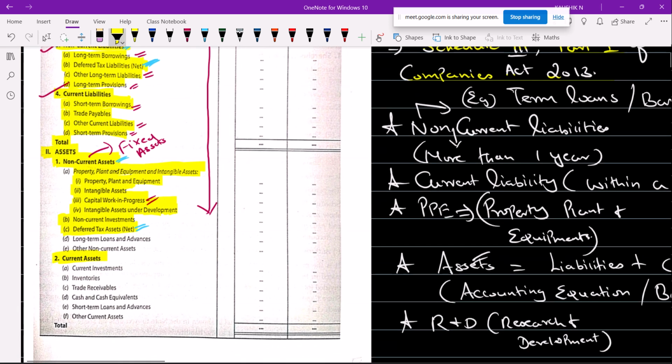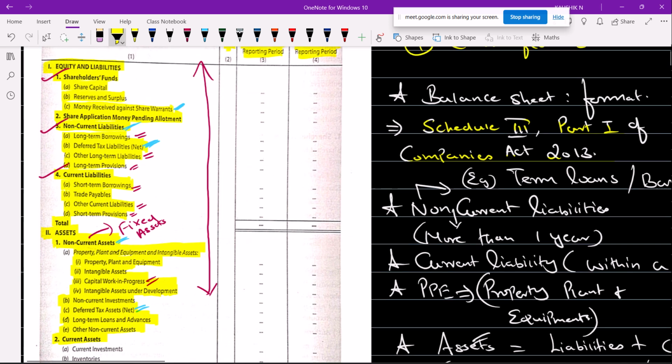And then comes long-term loans and advances. Okay, there is a term called long-term loans and advances. And finally, you have something called other non-current assets. Anything which you cannot record in the above mentioned items will be recorded separately as other non-current assets.